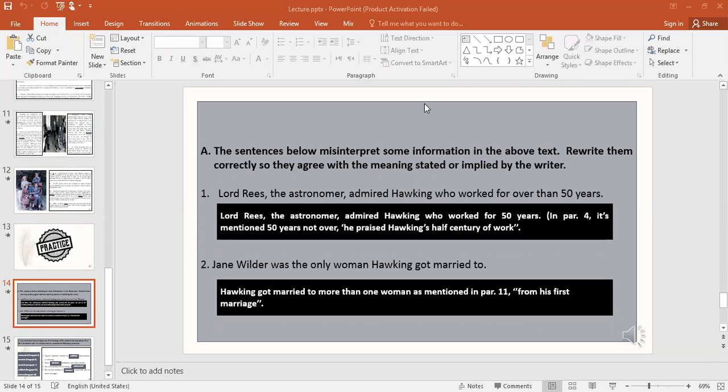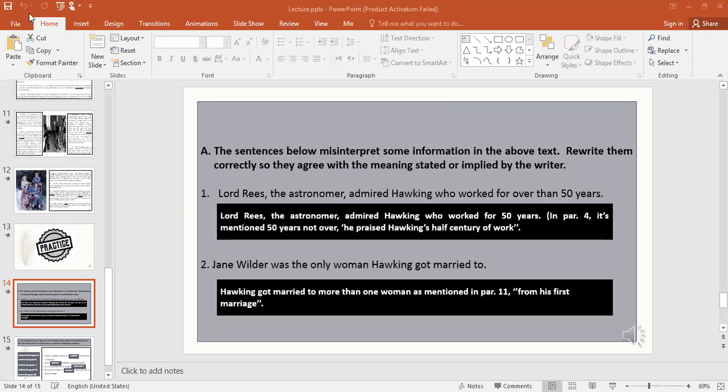You are in grade 7 now. We cannot say true or false and correct the false ones. Okay, we need to ask more mature questions. So the sentences below misinterpret some information in the above text. Rewrite them correctly so they agree with the meaning stated or implied by the writer. Lord Rees, the astronomer, admired Hawking, who worked for over than 50 years.